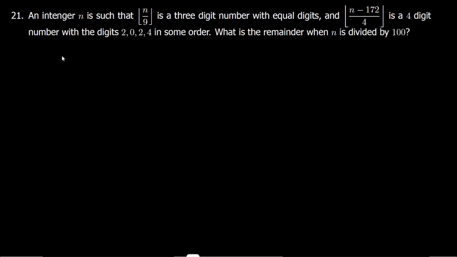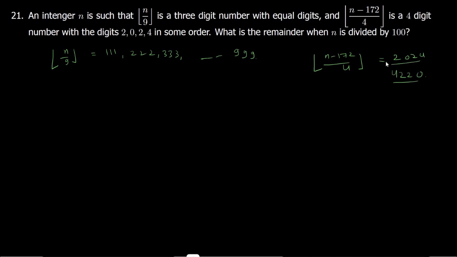So the only 3 digit numbers with equal digits are: box of n by 9 can be either 111 or 222 or 333 and so on till 999. At the same time, box of (n minus 172) divided by 4 is a 4 digit number with 2024 written in some order. If I write all of these permutations, the smallest one will probably be 2024, and the last will be 4220. So let me consider these two cases, and if need be, we'll consider more intermediate cases.